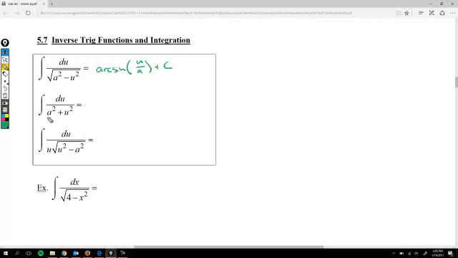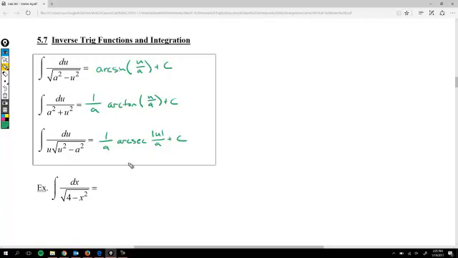Right, same deal here, where a is a constant and u is a function of x. The integral will be 1 over a arc tangent of u over a plus c. Right, and then the last one here, this is my arc secant. So 1 over a arc secant of the absolute value of u over a plus c.